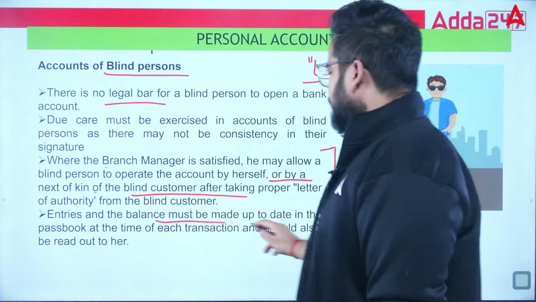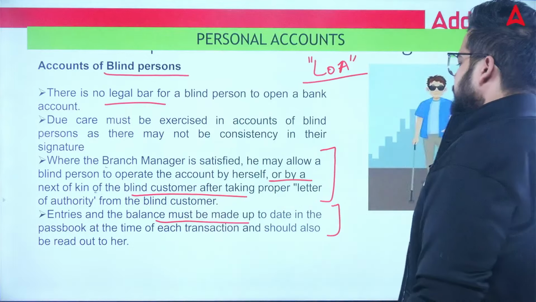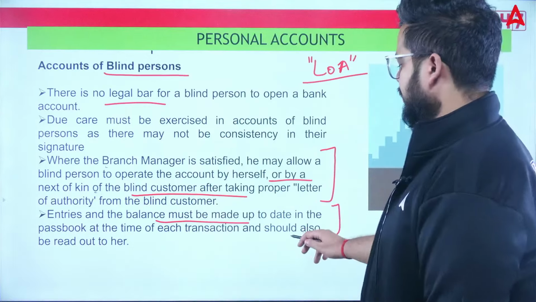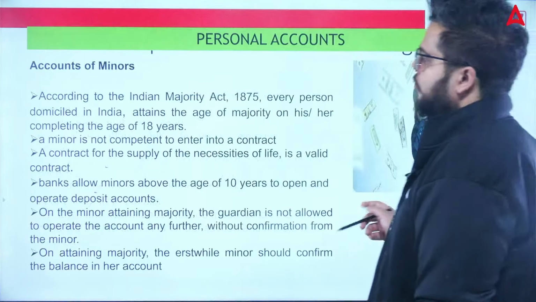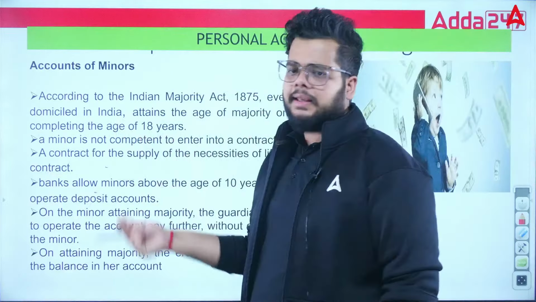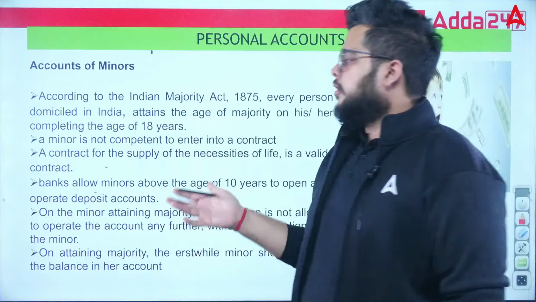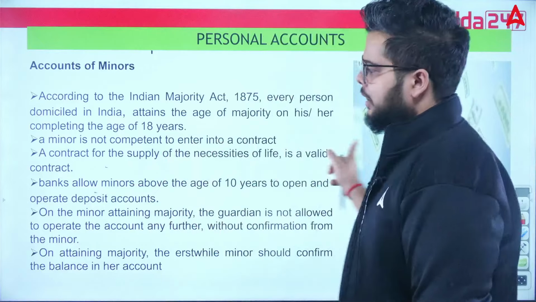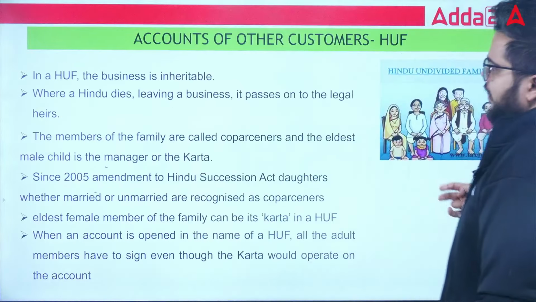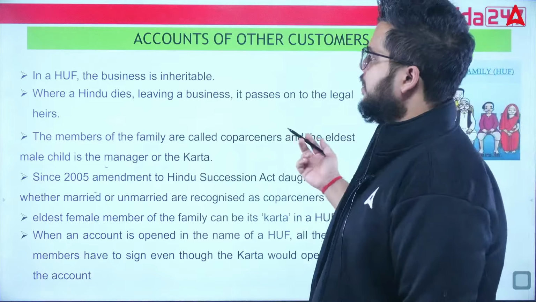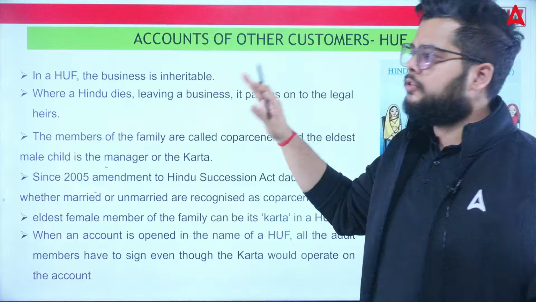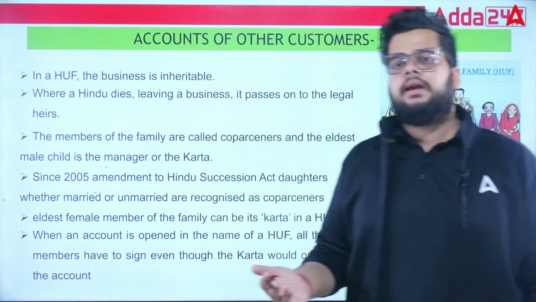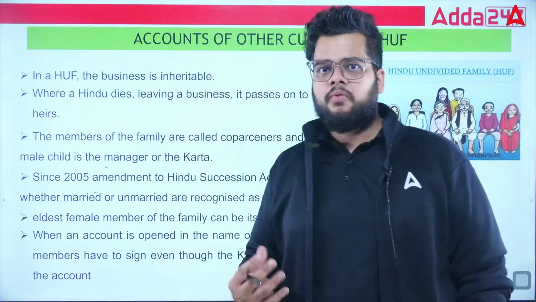Entries and balance must be made up to date in the passbook each time there is a transaction, and should also be read out loud to the customer. Then account of the minors, what you have to remember, although 18 years is the age, but for the banking operation 10 years is the right answer. For the case of HUF, Hindu undivided family, simply stated, it is just for the business. Fine. So the business family who is there in India, for them we have a special account, that is HUF.